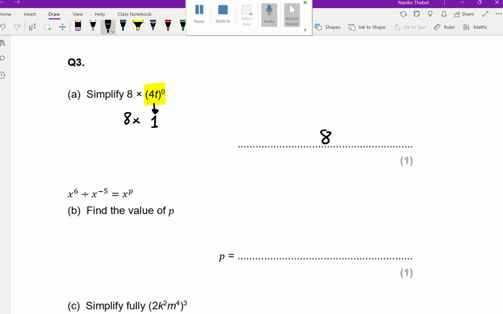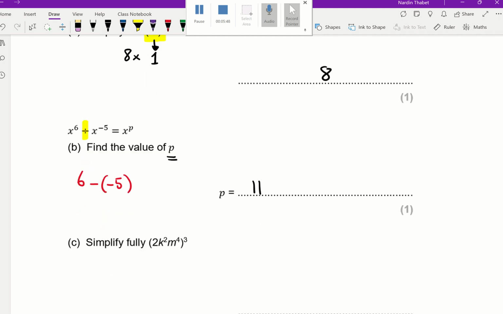And part B says x to the power of 6 divided by x to the power of negative 5 equals x to the power of p. Find the value of p. Again, when we are dividing, we subtract the powers. So it's 6 minus negative 5. And again, you can put that onto your calculator and it will give you 11. And the answer is 11, not p to the power of 11. They want to know what p is, and p is the power.